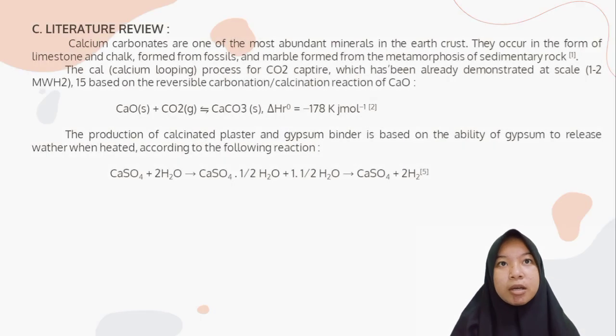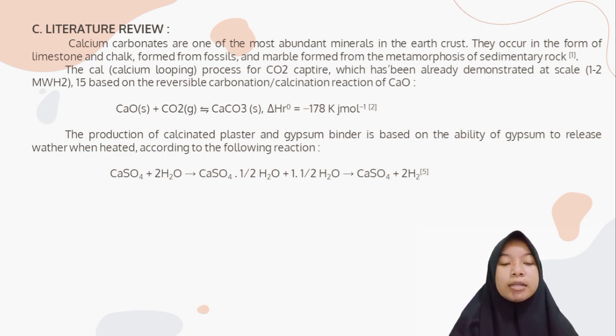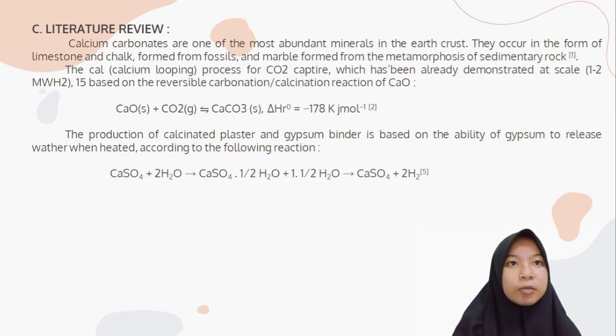Literature review. Calcium carbonate is one of the most abundant minerals in the earth's crust. It occurs in the form of limestone and chalk, formed from fossils, and marble, formed from the metamorphosis of sedimentary rock. The calcium looping process for carbon dioxide capture, which has already been demonstrated at scale, is based on the reversible carbonation or calcination reaction of calcium oxide plus carbon dioxide producing calcium carbonate.